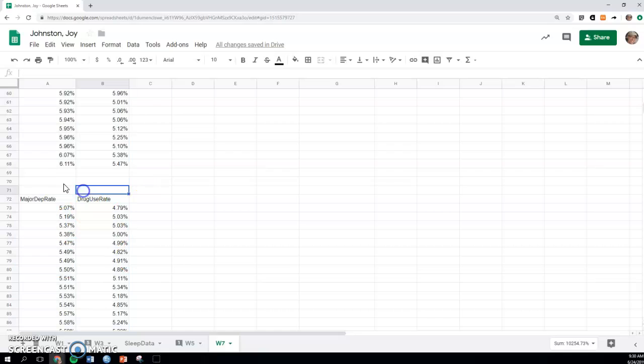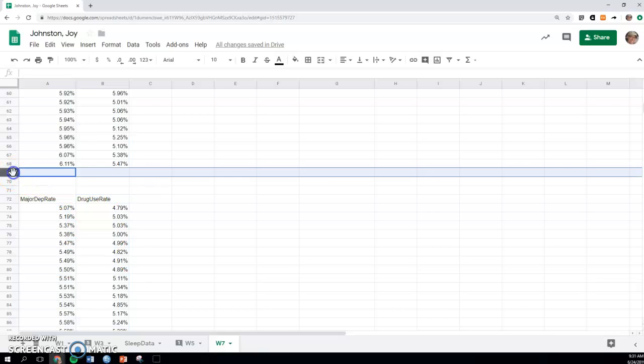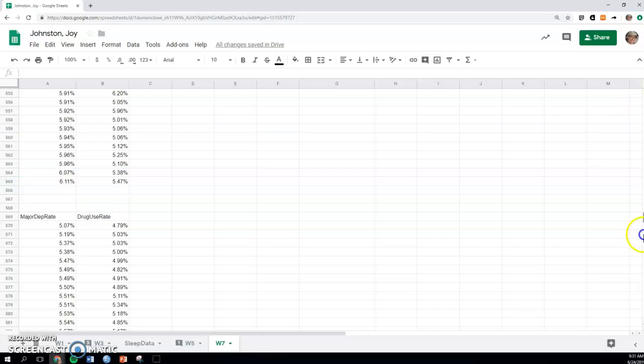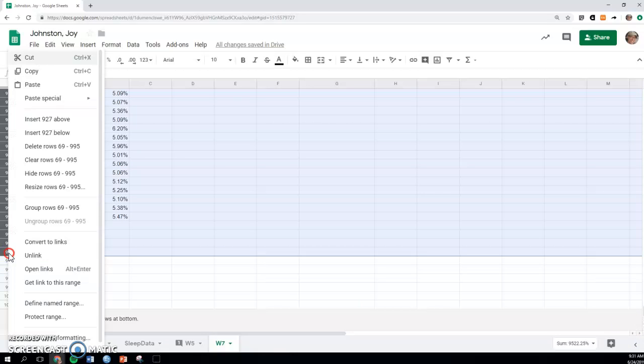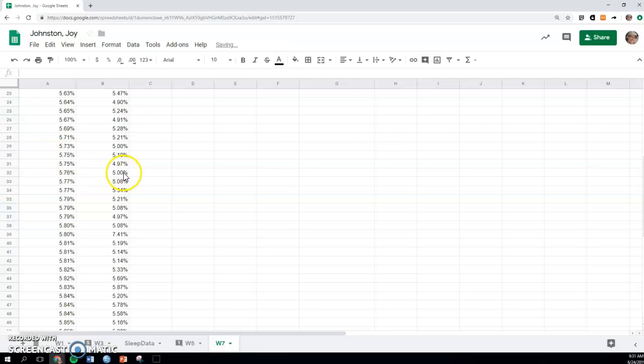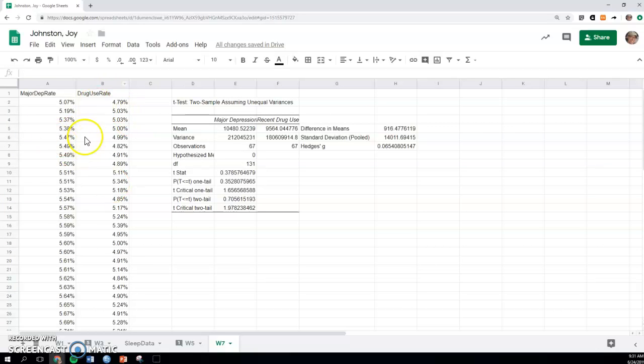For some reason it pasted it over and over. So what I'm going to do here is just delete all of that off. Hold down Shift, right click and delete. Okay, so we have these two columns.